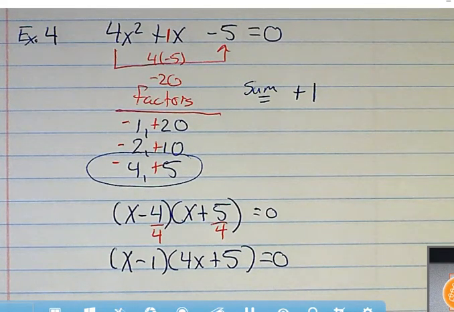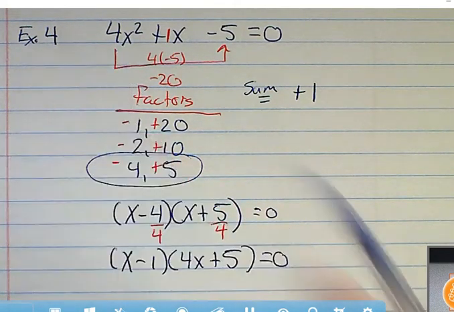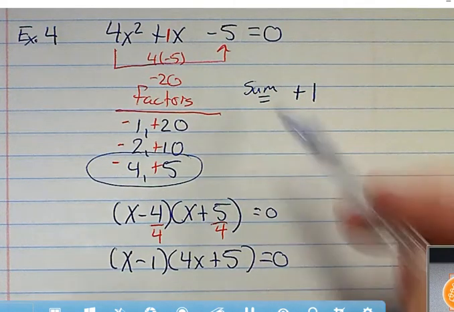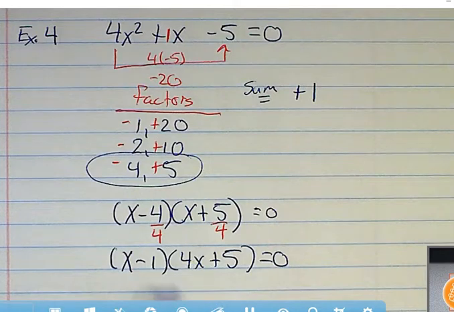Okay, if we do a quick check, we've got 1 times 5 for 5. We've got 4 times 1 for 4x squared. So that's really what you want to check and see, is that if you multiply the last two numbers, do you get this? If you multiply the numbers with x, do you get that? And then we're good to go.